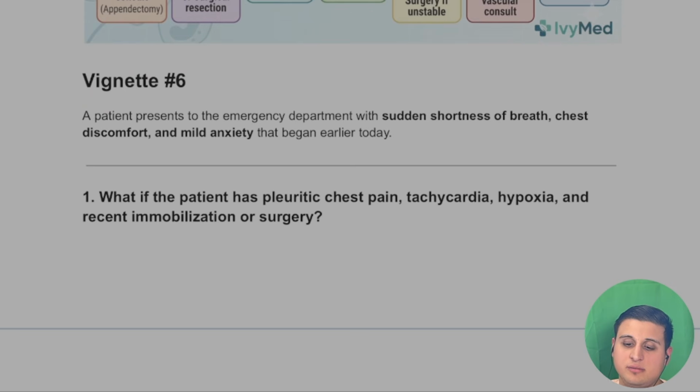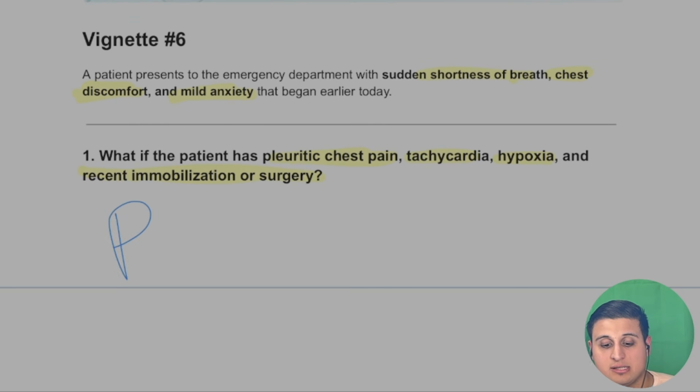Let's move on to number 6. We have a patient that comes into the ED with sudden shortness of breath, chest discomfort, and mild anxiety that began earlier today. What if the patient had pleuritic chest pain, tachycardia, hypoxia, and recent immobilization or surgery? Again, we did this one earlier, but this is another type of vignette that might have a lot of different things. This is a PE, right?